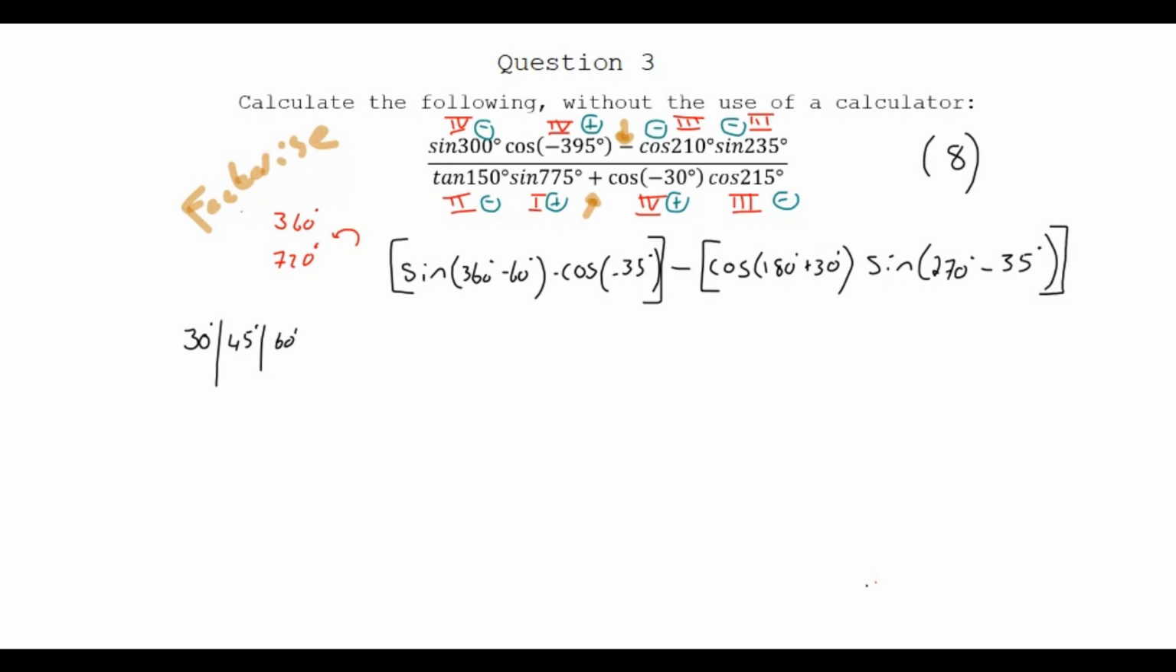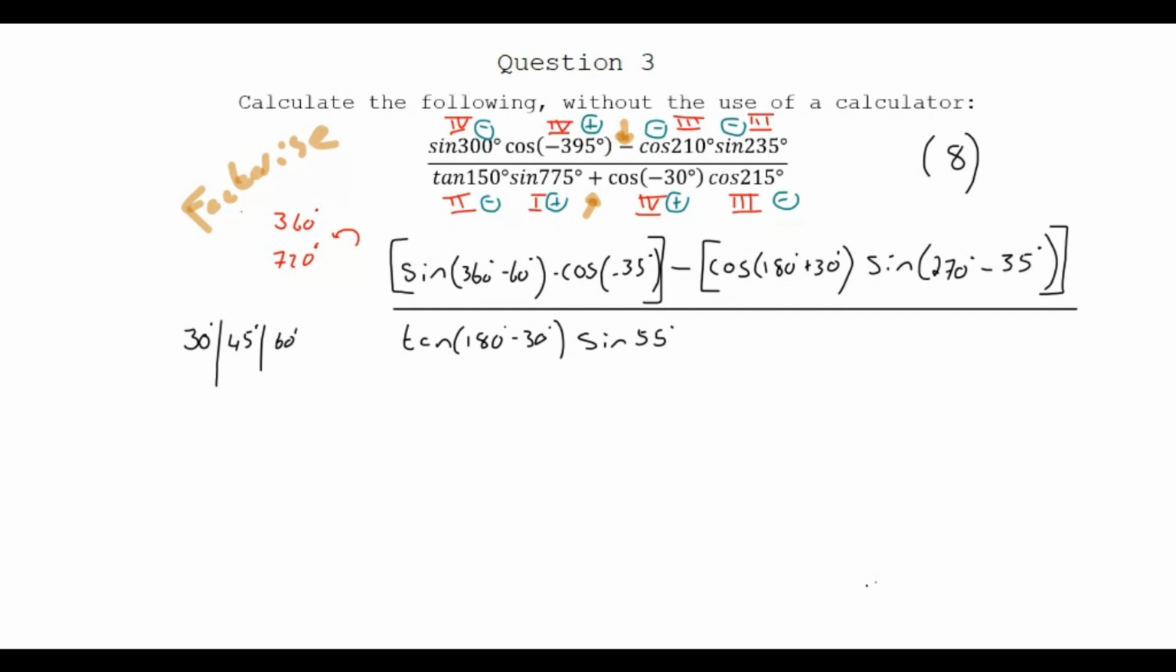Alright, and that is all over our denominator. We had tan of 150. Well, that in terms of special angles is nice and easy. We have tan of 180 degrees minus 30 degrees. Sine of 775 we discussed earlier would be in the first quadrant. That would actually be sine of 55 degrees. This might be slightly tricky, but let's leave it as sine 55 for now.